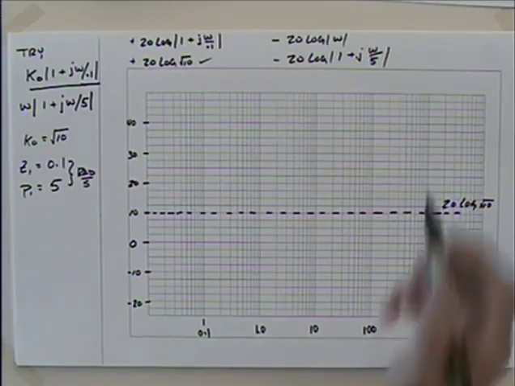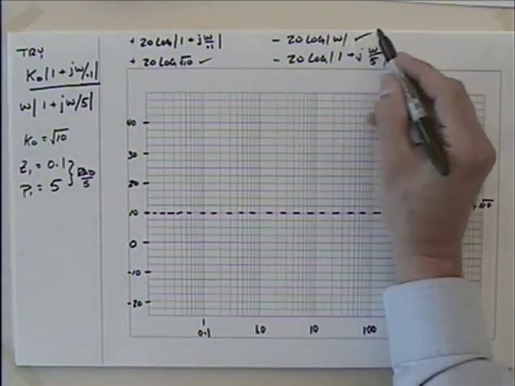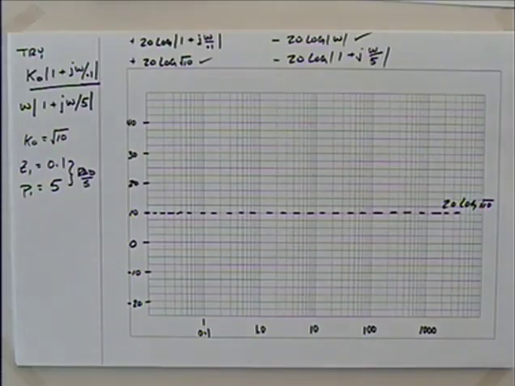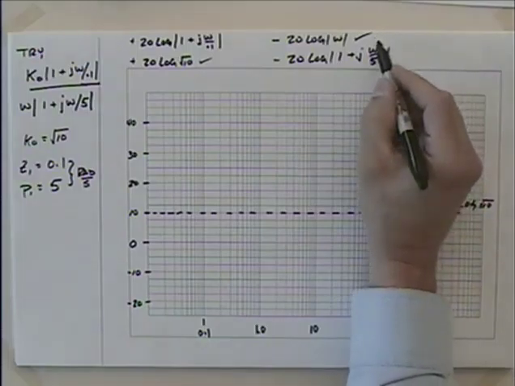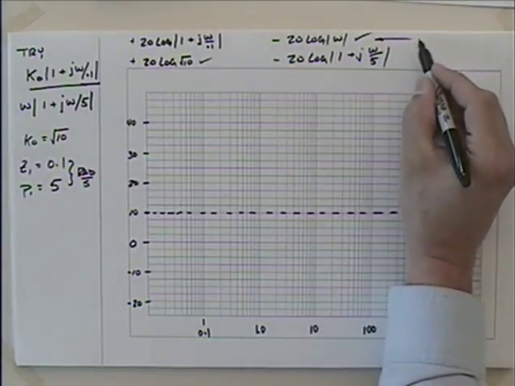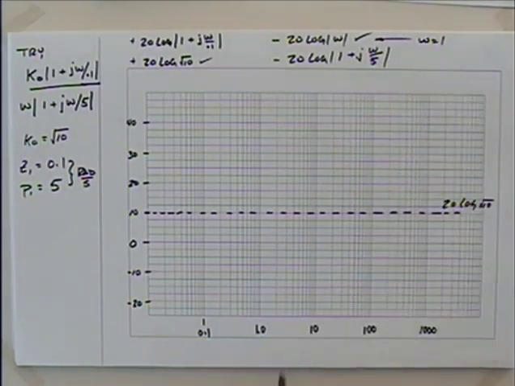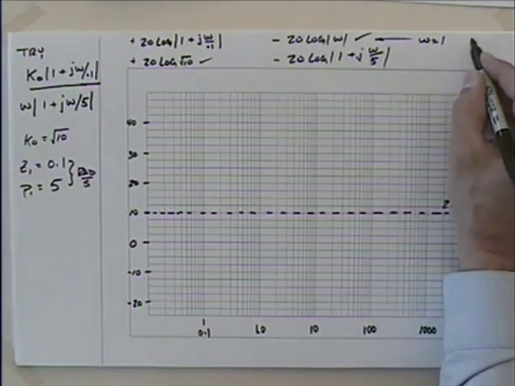The other one that may or may not be easy, I guess once you've done this once, then it's probably a little easier, is looking at that. Minus 20 log of omega. What's that going to be? Well, one thing I always look at is when omega is equal to 1. That ought to be an easy point to find, right? What's this thing going to be equal to?